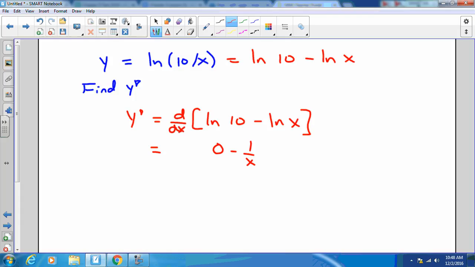Which one was this? What number? I don't remember. That was the last one. How do you know that ln 10 is 0? Careful. I did not say ln 10 was 0. I said the derivative of ln 10 was 0. That's fine, because ln 10 is a number that does not change. It is a constant.